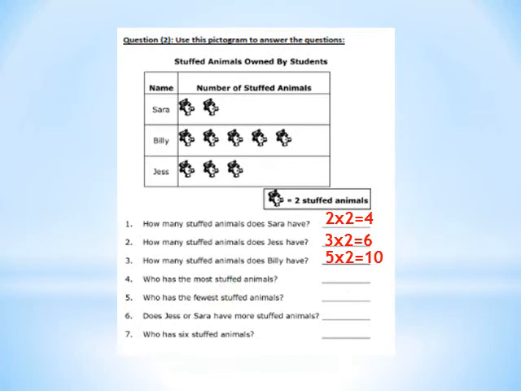Who has the most stuffed animals? Just look at the pictogram. Who has the most teddies in front of his or her name? Yes, it's Billy. So Billy has the most stuffed animals. Who has the fewest? Let's look here. Yes, Sarah, because she only has 2, which means she has 4 actually. Does Jess or Sarah have more stuffed animals? Here is Sarah and here is Jess. Who has more? Yes, Jess.